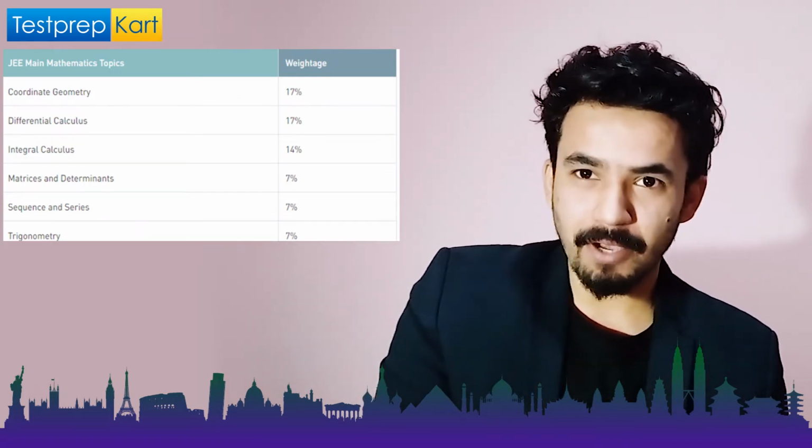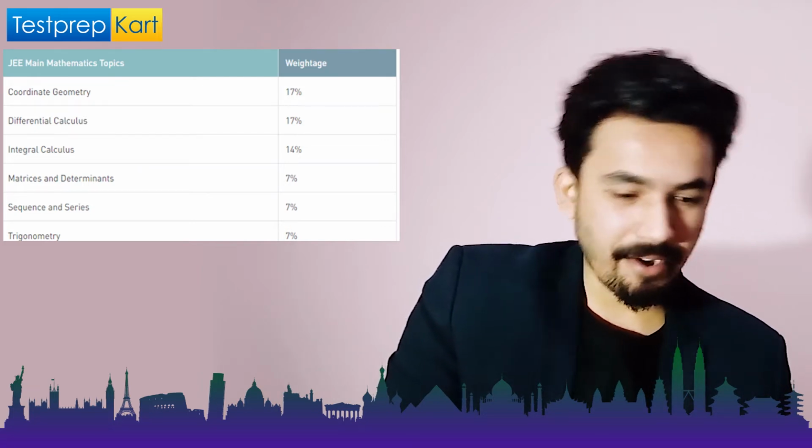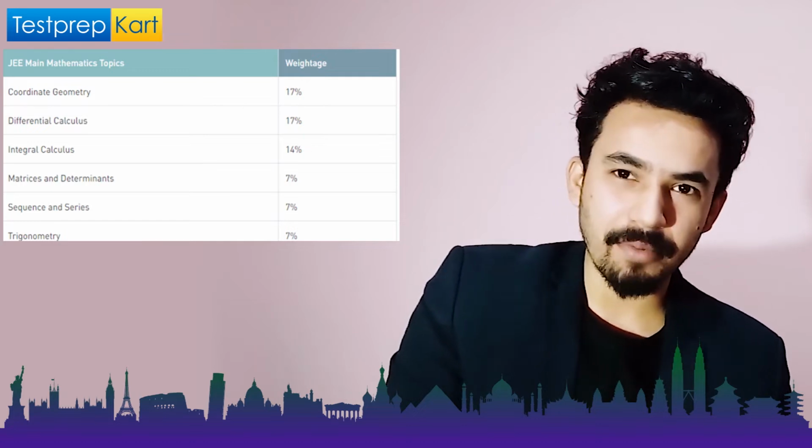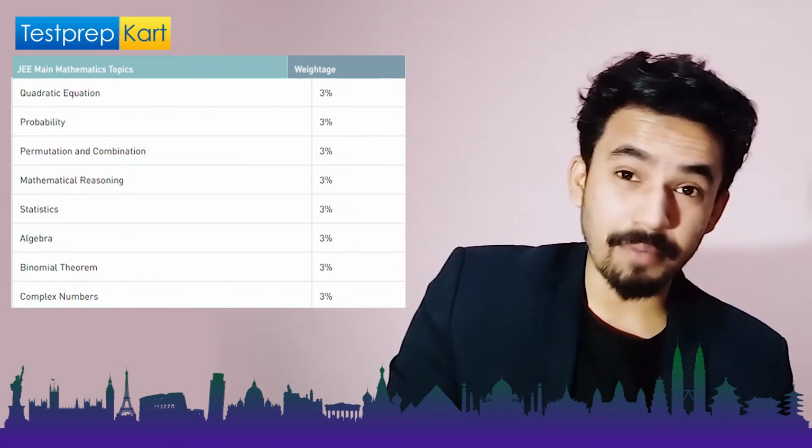Then talking about matrices and determinants, that's quite simple, right? That covers 7%. Of course, you should go for it. Sequences and series, that covers 7%. Trigonometry, that covers 7%. Quadratic equations, that covers 3%. So less than 3% I'm not talking about.